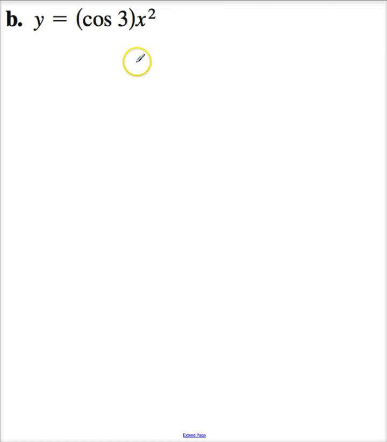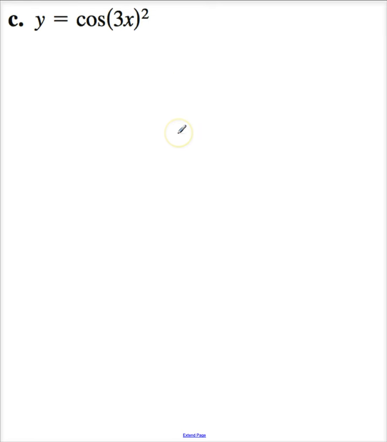But what about if the parentheses were like this? This tells me cosine of 3 is multiplied by x squared. So y prime in this case, well, this is just a constant. So this is cosine of 3 times the derivative of x squared, which is 2x. You're done.